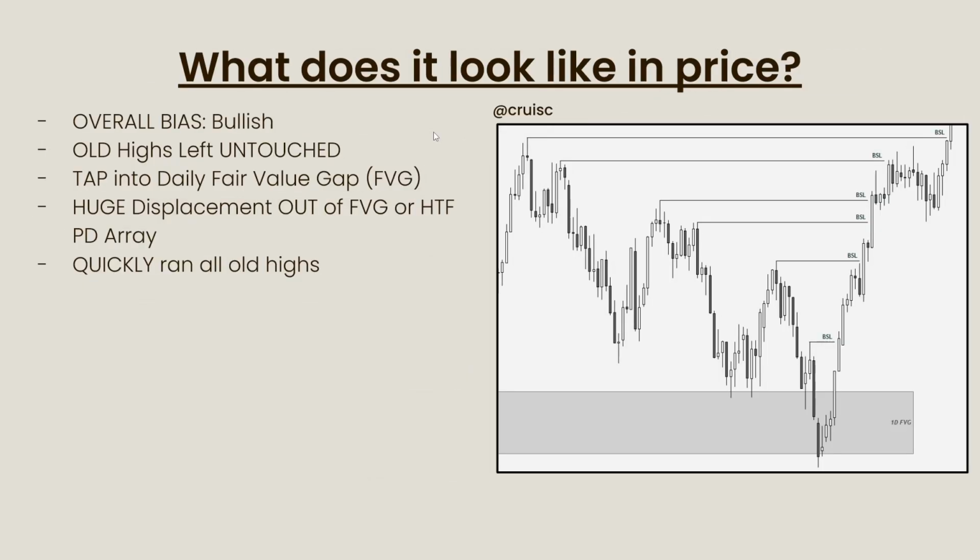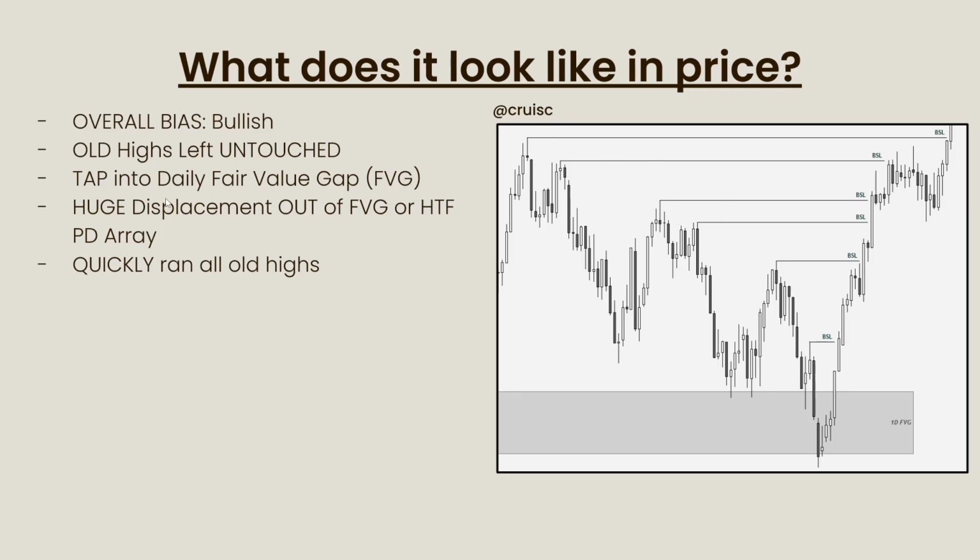So what does a market maker model look like in price action? In this picture right here, if we look to our left, we'll see overall bias bullish. So our overall bias in this entire example is bullish. Then we have old highs left untouched. If you look to the left of this entire picture, you'll see that we have 1, 2, 3, 4, 5, 6 prominent highs that have been left untouched.